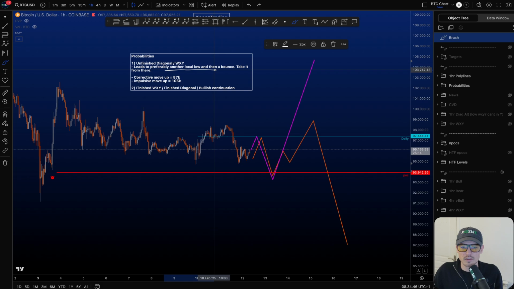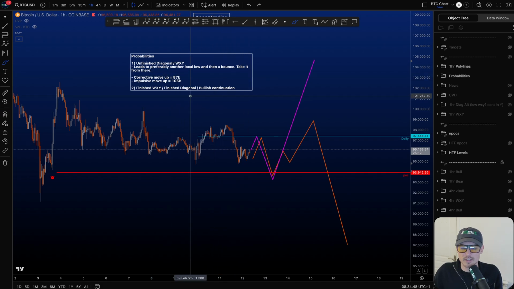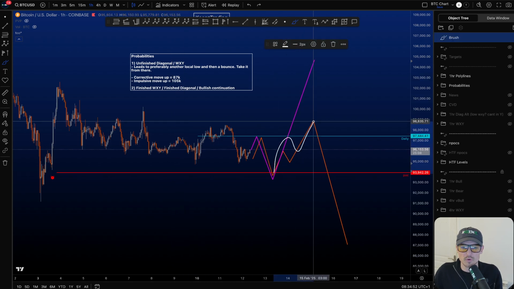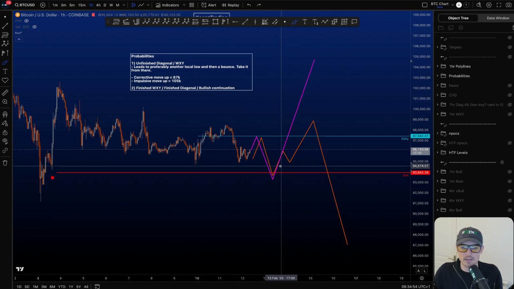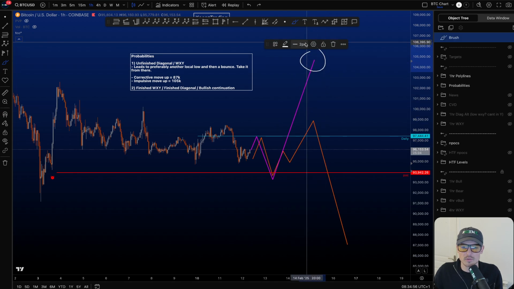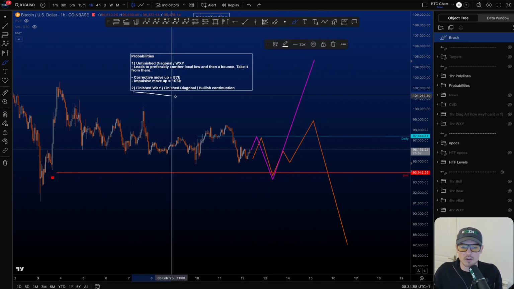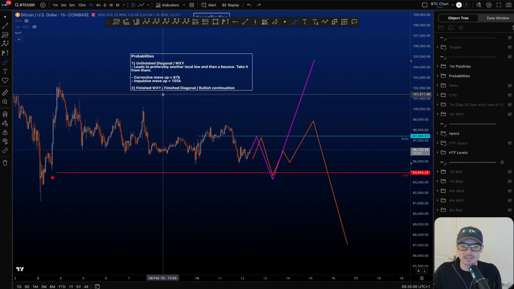Now, preferably, again, a local low, then a bounce, and then we take it from there, either corrective or impulsive. If we get a corrective move towards the upside, look for 87k. If we get an impulsive move to the upside, look for 105k. On the number 2 spot, lower probabilities, not covered in this video, but I will cover it in the live stream later.